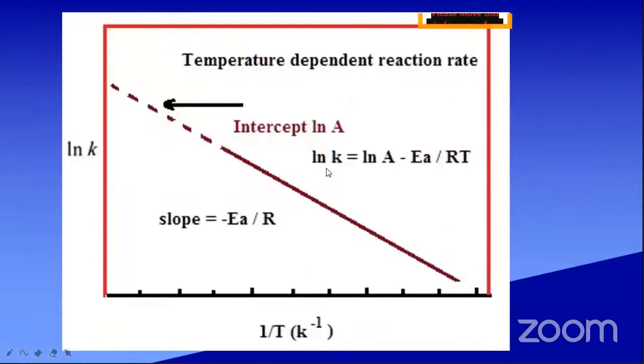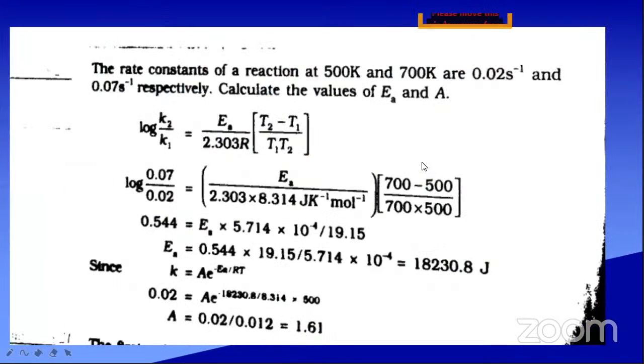How is it obtained? By using this equation only. If two rate constants are there, we have to integrate between the two limits K1 and K2, and here between the two limits T1 and T2. Then this mathematical equation is obtained: log K2 by K1 equals Ea by 2.303 R into T2 minus T1 by T1 T2. Simply substitute the K1 and K2 values and the T1 and T2 values. K2 is 0.07 and K1 is 0.02. We have to calculate the Ea value.